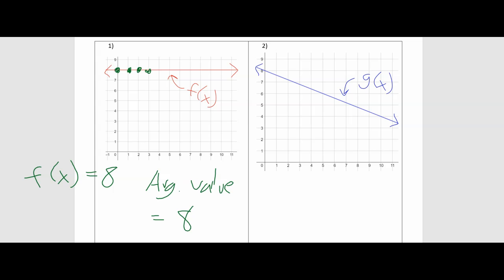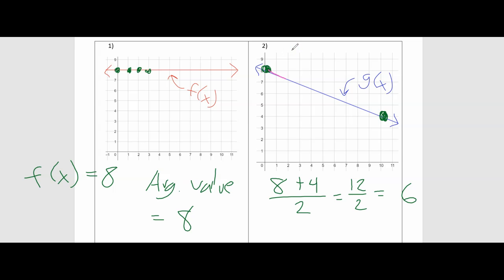For the one on the right, it's a little different. It's a linear function. It's not constant. So the y values do change as the x values change. However, because it is linear, we could just use what we know about averages. Take the initial y value, take the ending y value. So 8 plus 4, and divide by 2. Right, so it's going to give us 12 divided by 2, which is going to give us 6.